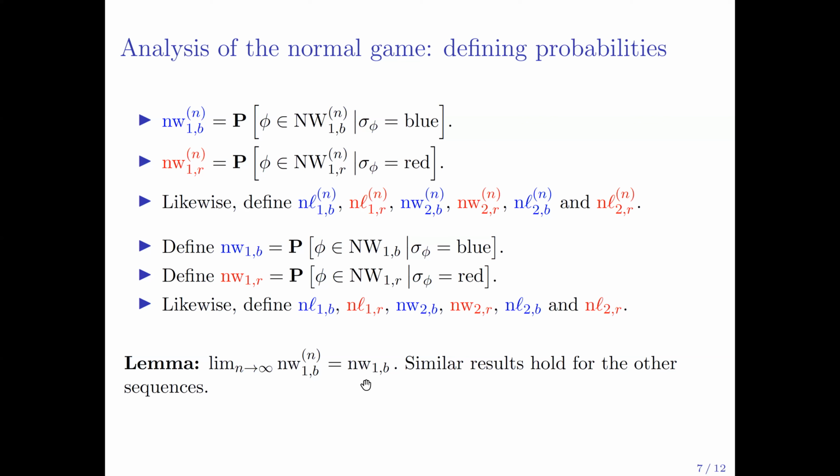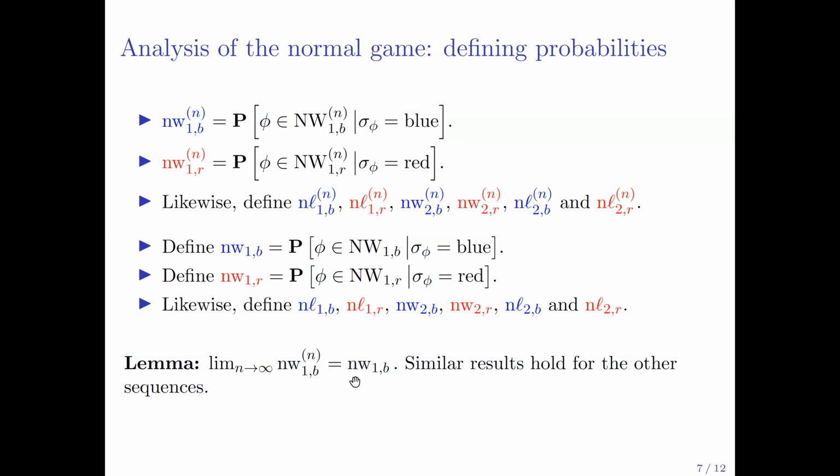So as a consequence of this sequence of subsets increasing to this set, when you look at the probabilities, they also increase, as n goes to infinity, to the corresponding probability without level n. So as n goes to infinity, small nW1B superscript n increases to small nW1B. In other words, we will focus on analyzing this and then take the limit to get an idea about what this is.